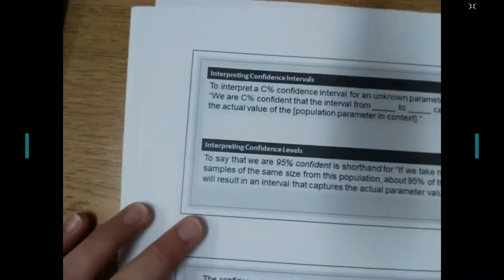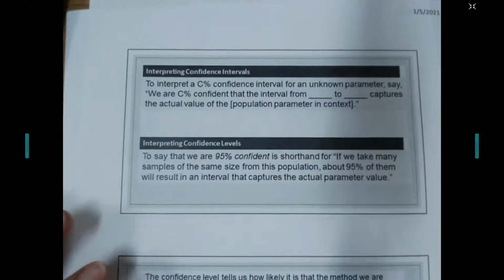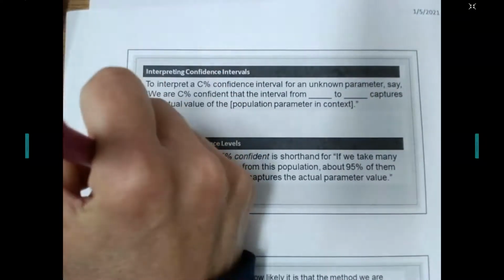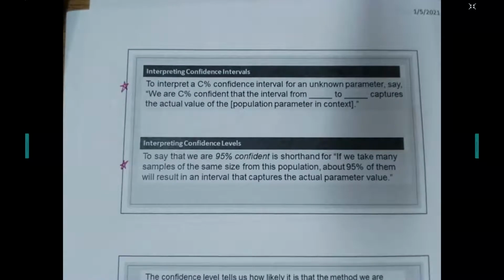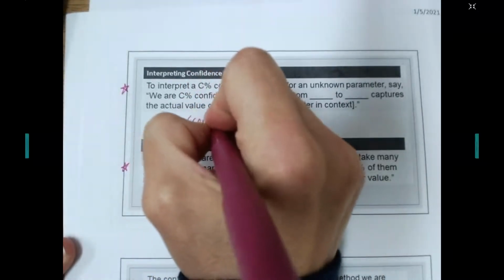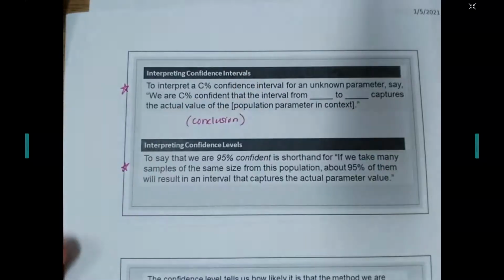All right, let's talk about interpretations. And these are two that you definitely want to have written down. These are really important statements that we need to make. When we create confidence intervals, at the end, we will be making a statement interpreting that confidence interval. And so this statement right here is the conclusion that we're going to draw at the end of creating the confidence interval. And so this is going to be an important statement we want to make.